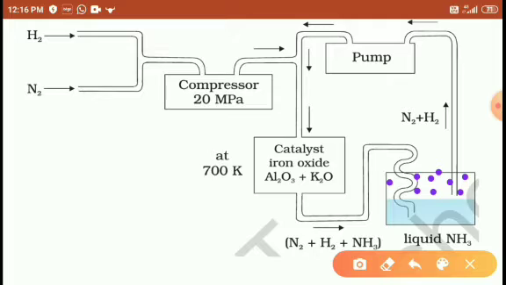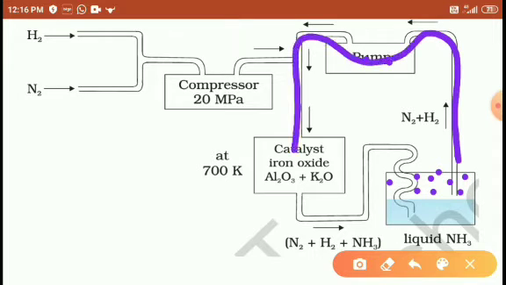So such unreacted nitrogen and hydrogen are again pressurized. We are applying the pump, a suction pump. Through the suction pump they are entered, and they again react with the catalyst and form ammonia.